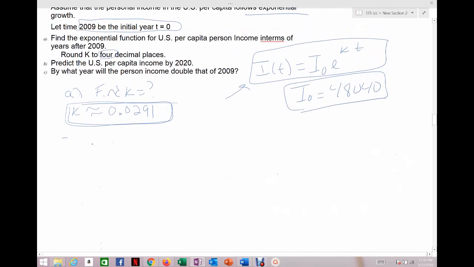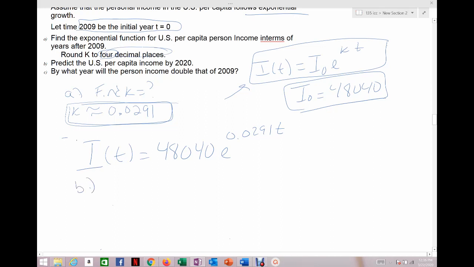Alright, so the answer to A is: my income at time t is equal to the initial value, 48,040, times e raised to the k that I just found, 0.0291, which I rounded to 4 decimal places. Make sure you round that. If they say 4 decimal places, round to 4 decimal places. If you round to 2, 3, or 1, you'll get a different answer. Because it's exponential, the rounding error will be significant, so round exactly to what the problem says.